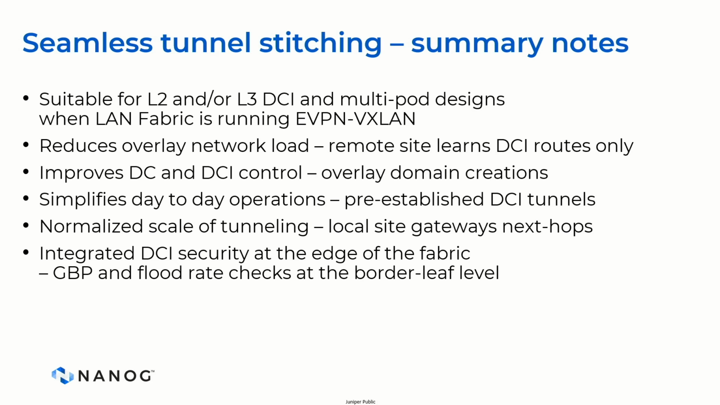Improve the DC and DCI control and overlay domain creation. We've seen the DPAF as a way to do that. Simplify day-to-day operations. We can have pre-established EVPN tunneling between the sites, and then whenever I need to connect a new leaf in the fabric, it's going to be hooked up to the spines only, instead of getting a new leaf device and originating an avalanche of VXLAN tunnels. It will just connect to my local border devices and be already directly connected to the remote location.